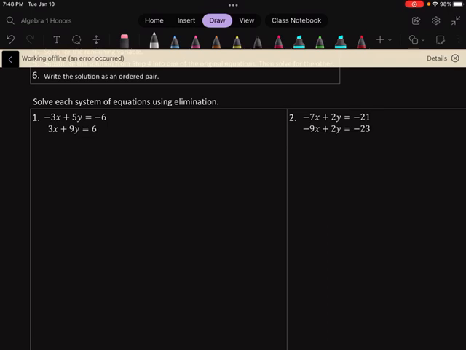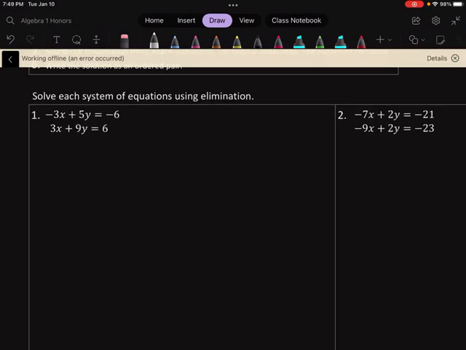The first one here is pretty straightforward because do we have variables that are opposites? We sure do. These x's right here are opposites of each other, right? One's a negative, one's a positive. So what we're going to do is add these two together. So we're adding vertically. Negative 3x plus 3x is 0. So that just cancels. That's the whole reason why it's called elimination, because we eliminate it. 5 plus 9 is 14, and then we have 14y.